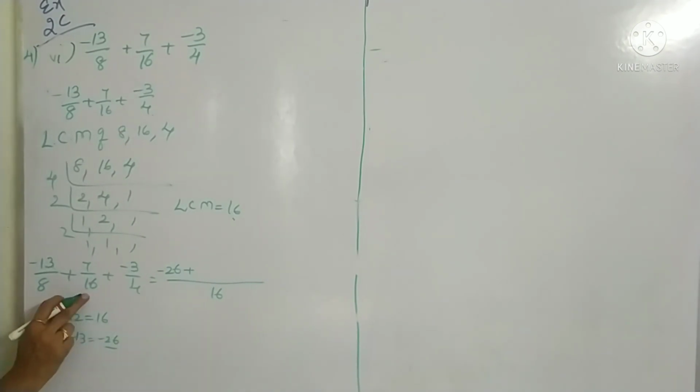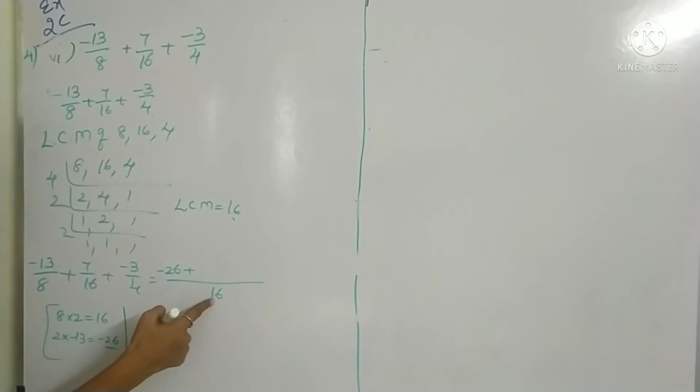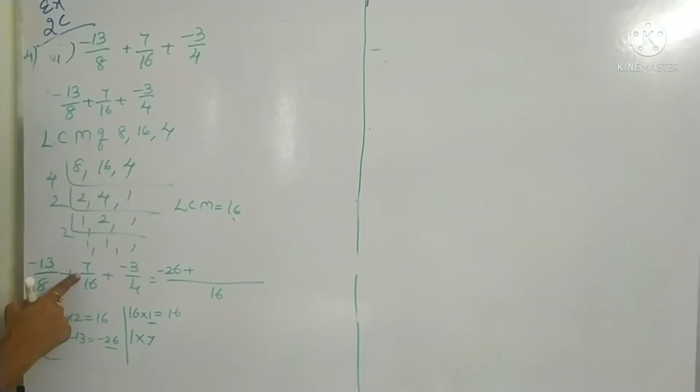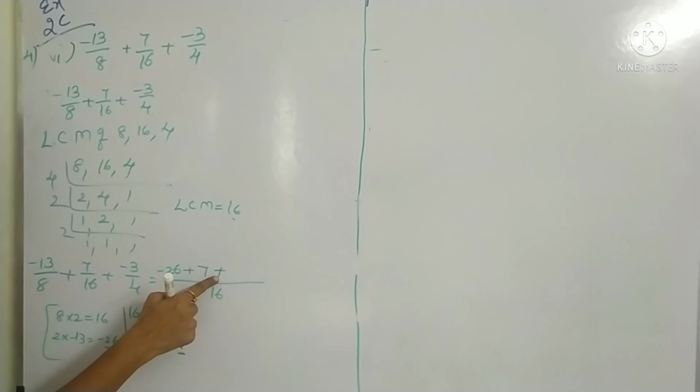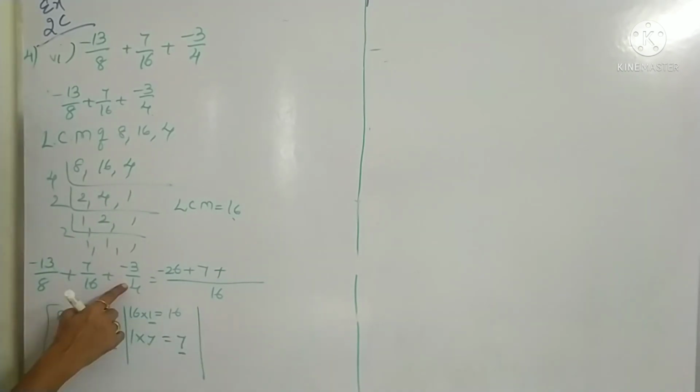Now see, 16 table. How many times do you get 16? 16 one time, 16. With this 1, multiply the numerator 7. We are doing the second rational now. So 7 into 1, 7. And this 7 write down here. And after that plus, and after that go for the third rational.